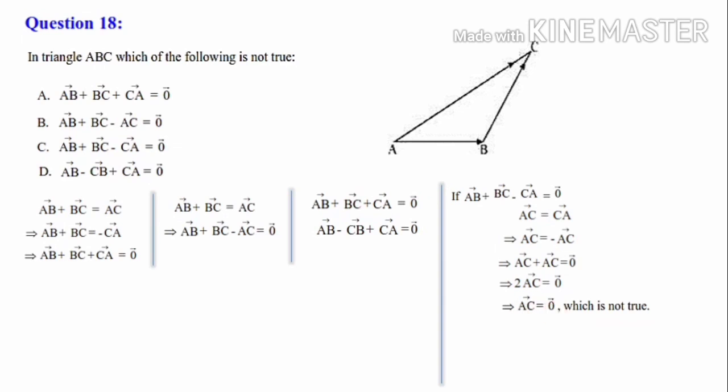So we got the conclusion that vector AC is a 0 vector, but here in the diagram you can check that AC has a magnitude. 0 vector means the magnitude must be 0, but here AC has a particular length, which is not true. So the incorrect statement is the third statement, that is, the statement given in option C is incorrect. So the correct answer is C. So let's mark C.